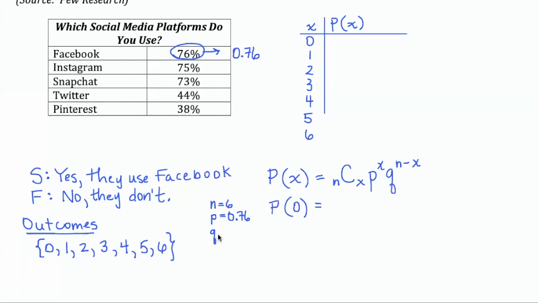q is my probability of failure. If 76% report they do use Facebook, what percent report that they don't? I can always find that by doing 1 minus my probability of success. And in this instance, I get 0.24 as my probability of failure. And x for this first example is going to be 0. I want no one to report that they use Facebook. Now I'll substitute all the variables into the proper locations.